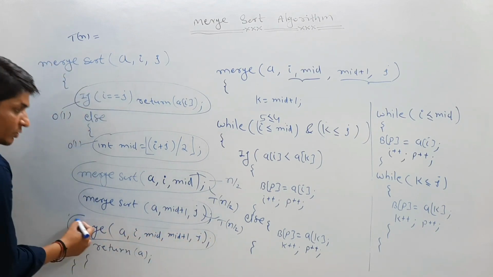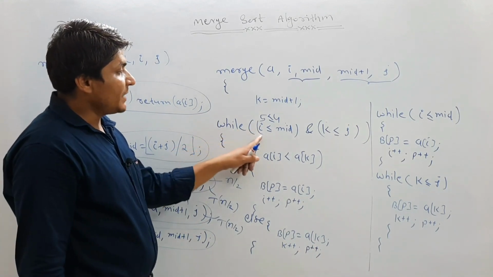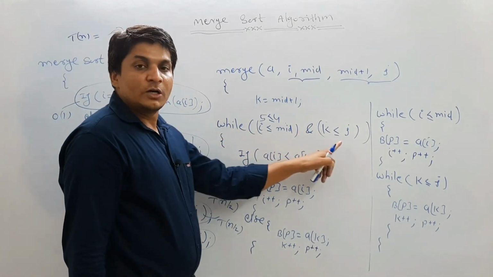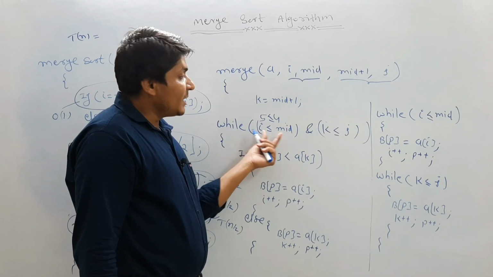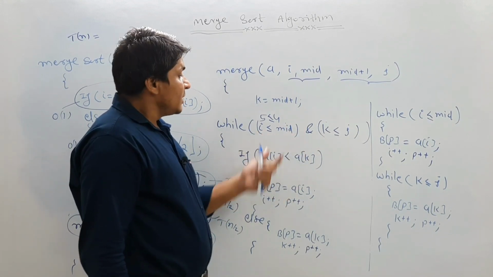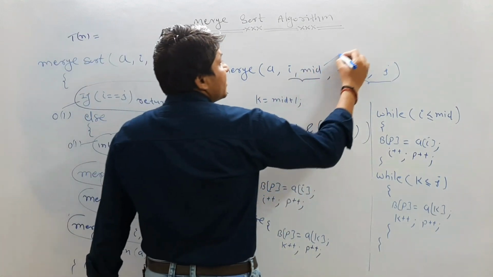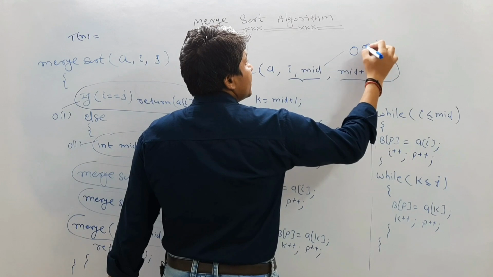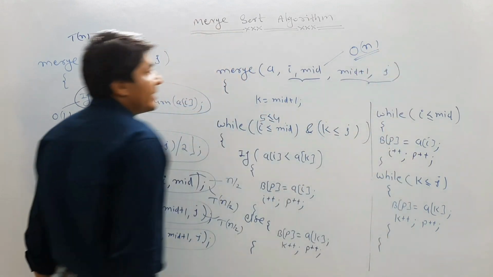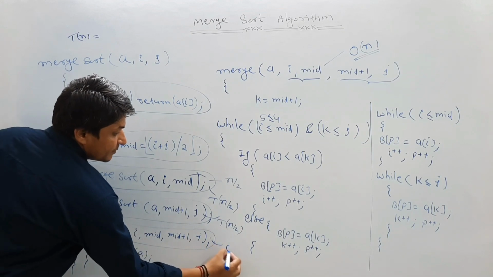You can see the merge procedure contains only one while loop, which is from i to j. i to j means what? Maximum you can make n number of comparisons, correct. i to j means the array contains n elements, then we are going to make n comparisons. So maximum it can take on the order of n time, correct. The merge procedure will take order of n time.